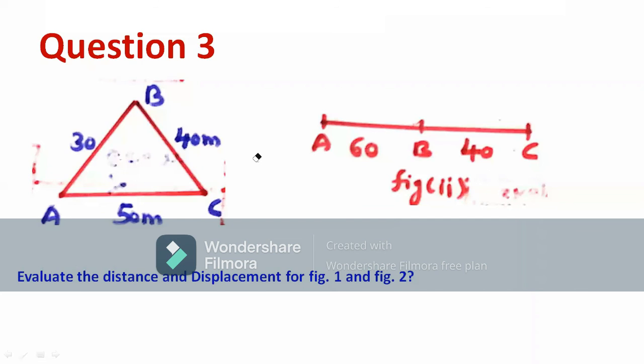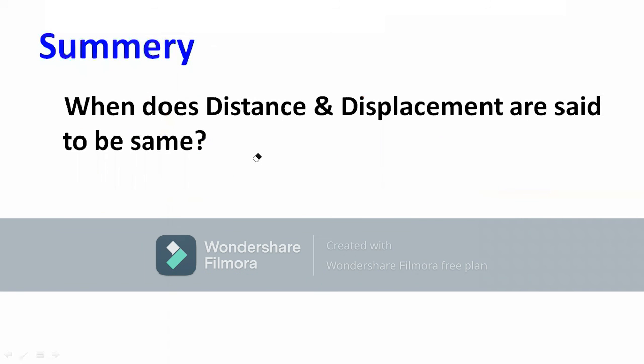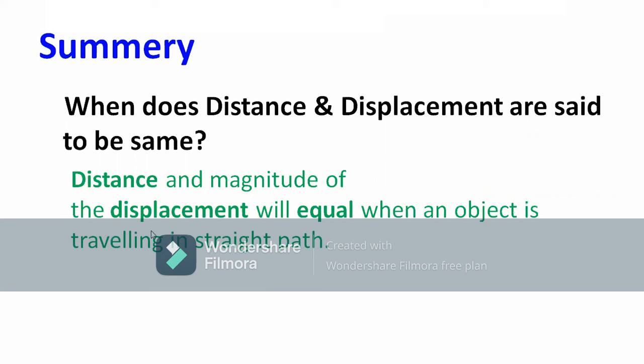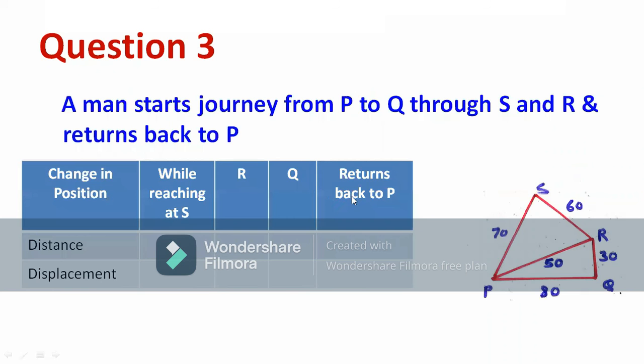So let me make a conclusion. When do you say that distance and displacements are identical? Yes, there is a condition. What is the condition? Can you please recall the condition? The distance and the magnitude of displacement will be equal when an object is traveling in a straight path. I have shown you different examples. Look at the first condition. What is the displacement between P and S? That is 70. What is the distance between P and S? 70 because it's a straight path.